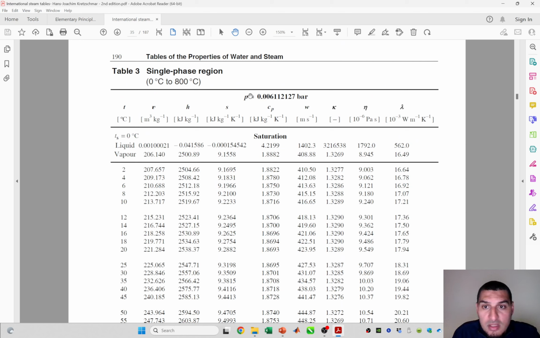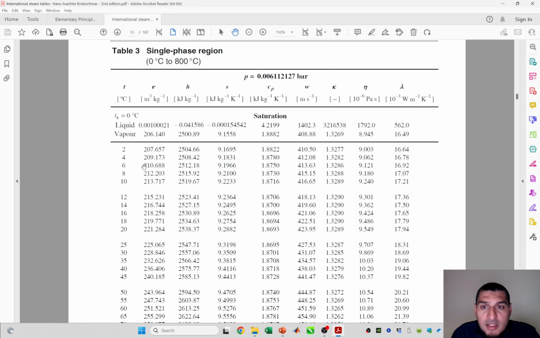This is the single phase region, which means that it's either saturated liquid or vapor, and it gives the pressure of 0.00611212, which is the pressure of the triple point of water. And it gives the information of the saturation, temperature and pressure. And now it's giving us different temperatures, the specific volume, the enthalpy. Then you have different things, the entropy, the heat capacity. So there is way more information than what we have in our tables.